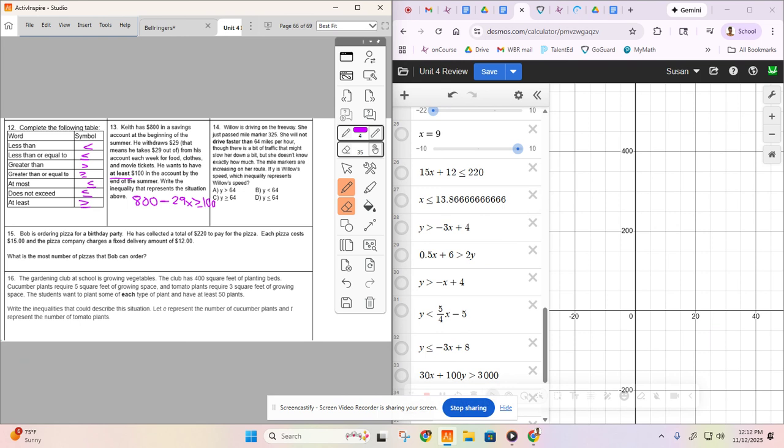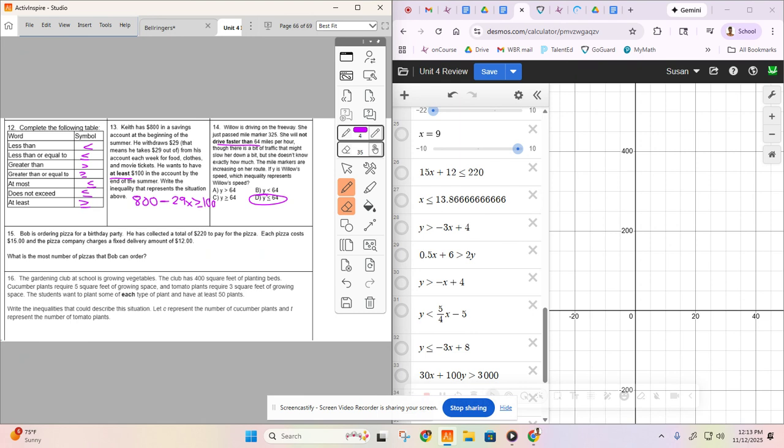Willow is driving on the freeway. She just passed mile marker 325. She will not drive faster than 64 miles per hour, though there is a bit of traffic that might slow her down a bit, but she doesn't know exactly how much. The mile markers are increasing on her route. If Y is Willow's speed, which inequality represents her speed? It says she does not drive faster than 64, so it has to be less than or equal to 64. All the information about the mile markers was just extra information.